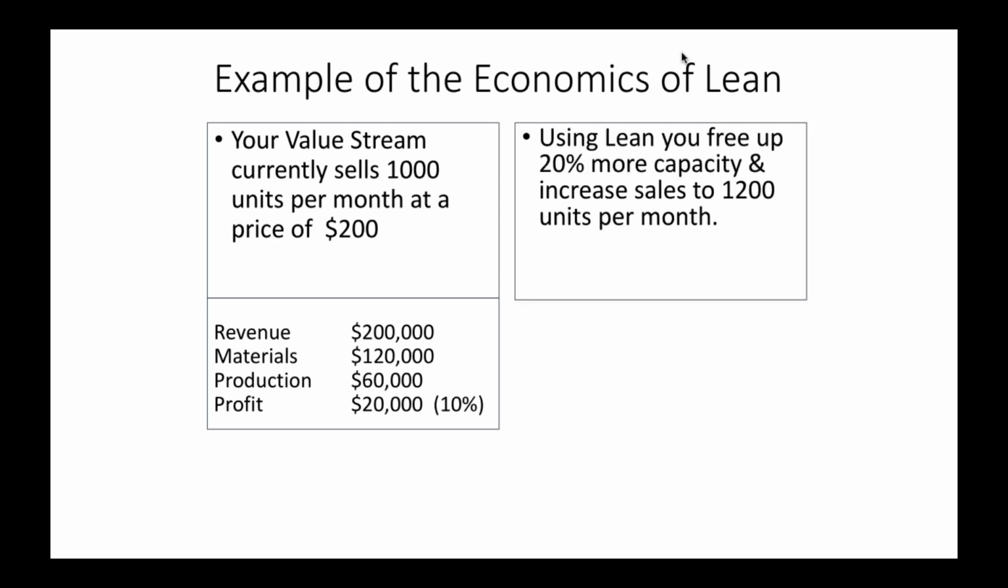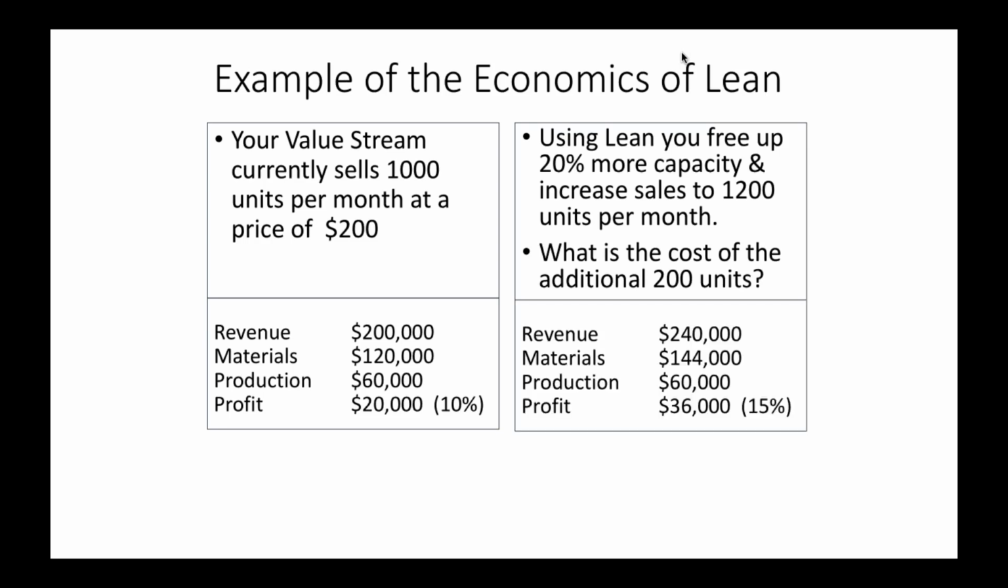Through lean practices, let's say we create 20% more capacity, and we are now able to sell 1,200 units a month. What's the financial impact? What is the additional cost of those 200 units? Well, our revenue goes up to $240,000. Our material cost goes up because we're selling more product, to $144,000.